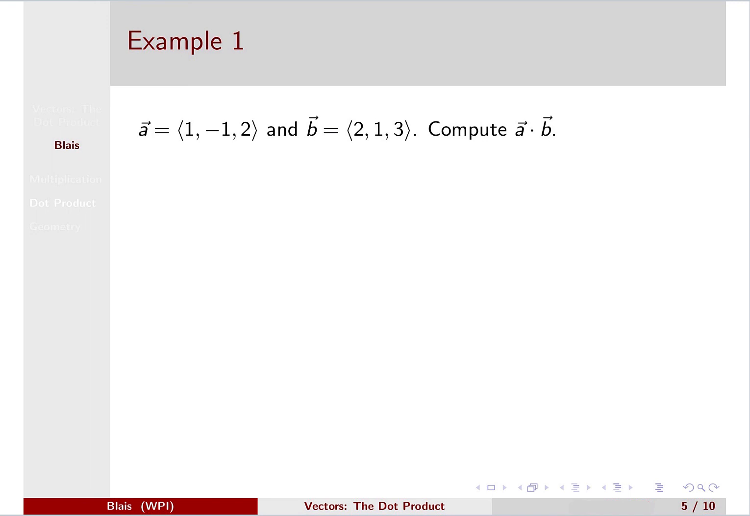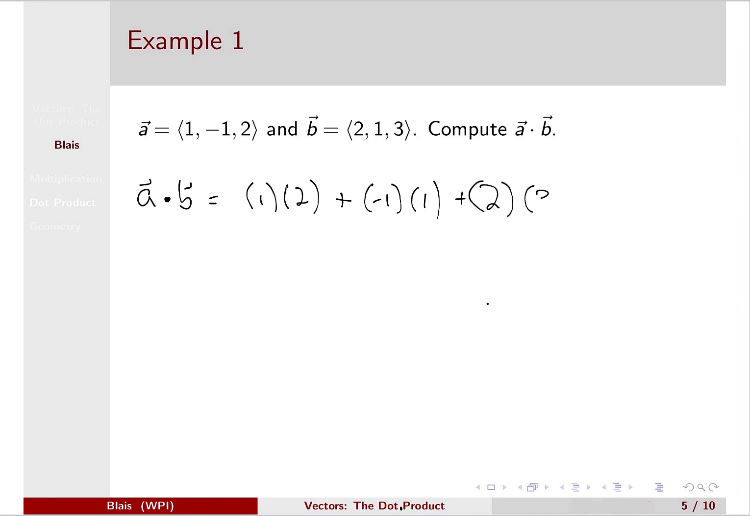For example, suppose we have the vectors A and B given here, and we want to compute their dot product. Using our definition, we multiply the first components of each, so 1 times 2, to which we add the product of the second components, -1 times 1, to which we add the product of the third components, 2 times 3, which gives us 2 minus 1 plus 6, or 7.